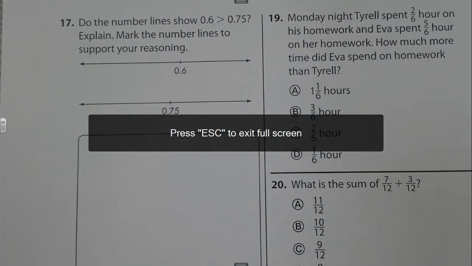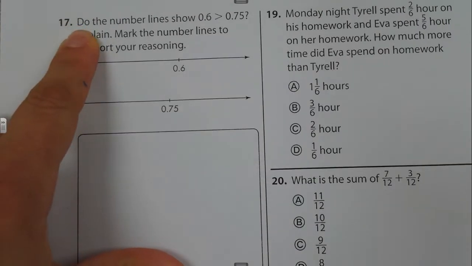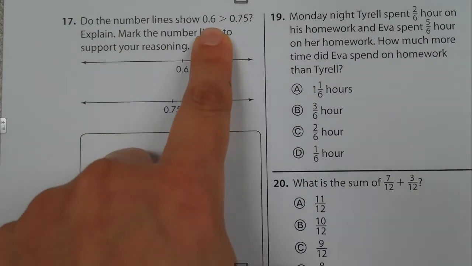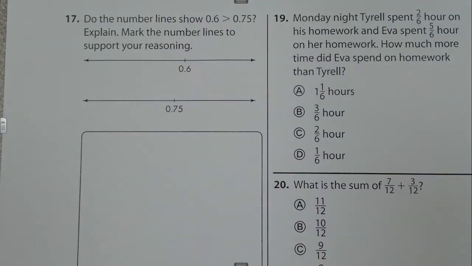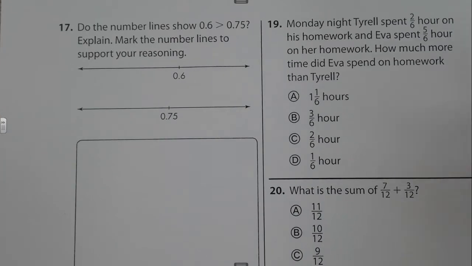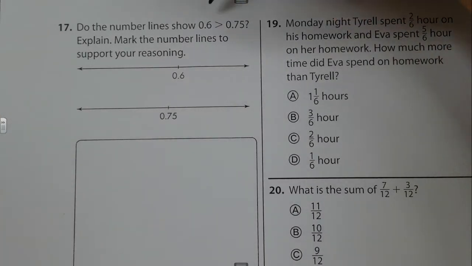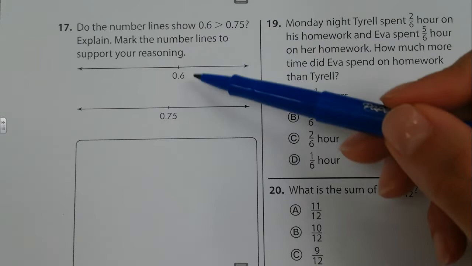Okay, number 17 asks, do the number lines show 6/10 is greater than 75/100? Explain and mark the number lines to support your reasoning. So first off, let's just look at this comparison. 6/10 we know is not greater than 75/100. And so it's asking us, do these number lines show that?